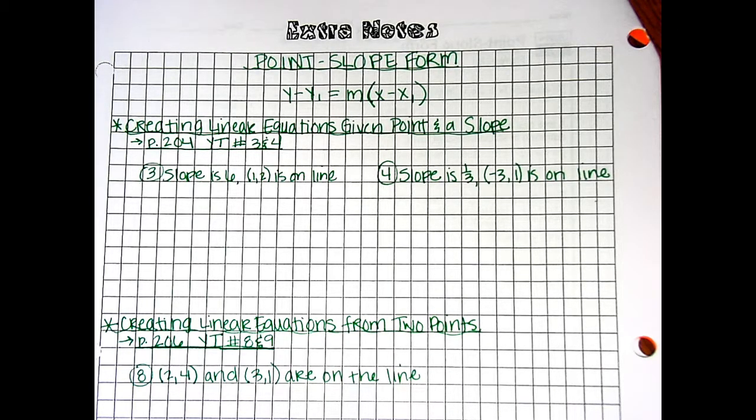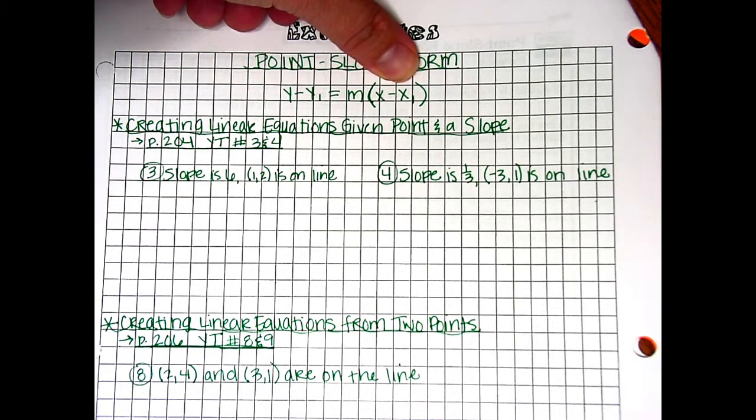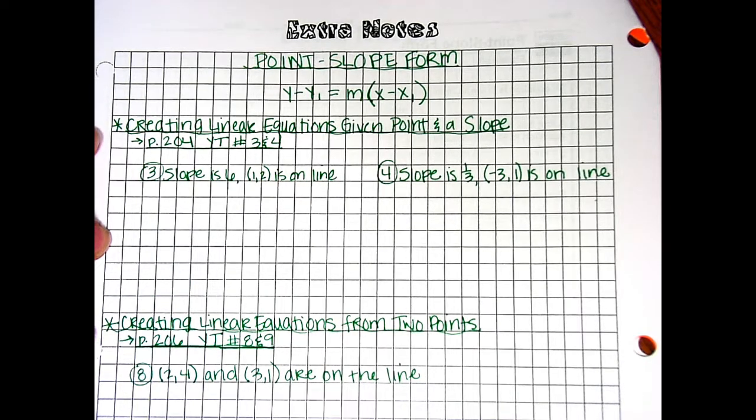Alright, these are your notes for 6.2. It's point slope form. You can see here I have written y minus y1 equals m times x minus x sub 1. This is point slope form. Okay, the first thing we're going to do is create linear equations given a point and a slope.